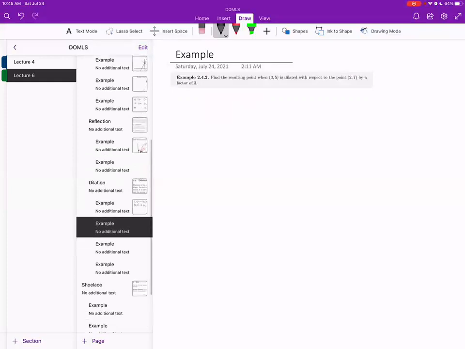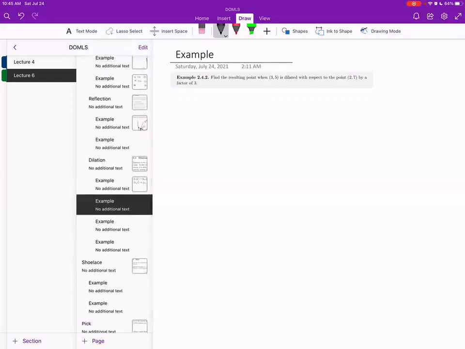Next, we need to find the resulting point when (3, 5) is dilated with respect to the point (2, 7) by a factor of 3. Here, we can do this by moving the origin to (2, 7). So if we draw our coordinate plane, actually, let's not draw this to scale either. This would be (3, 5), and this might be (2, 7).